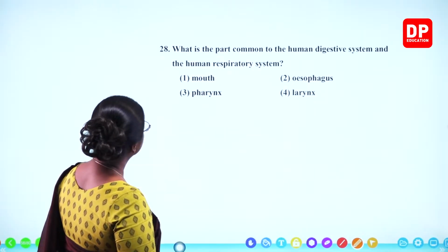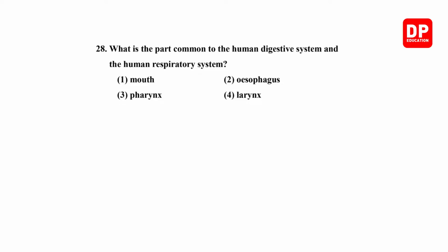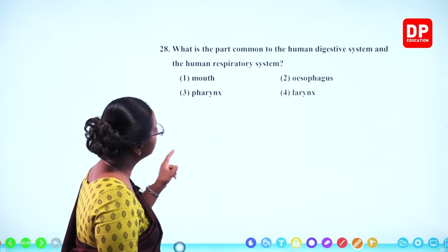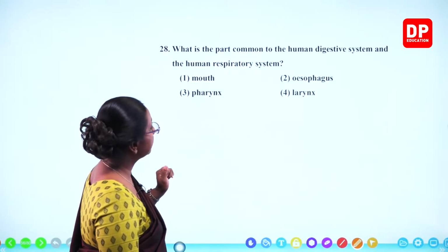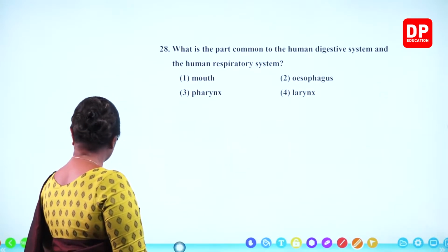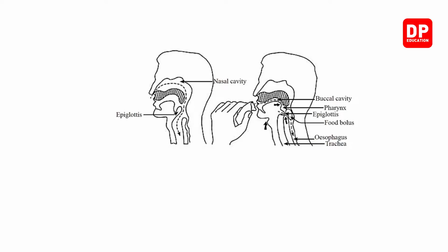So 28. What is the part common to the human digestive system and the human respiratory system? So if you look at the answers, mouth, esophagus, pharynx and larynx. So we will try to understand this in the next slide. Now here I have put these 2 diagrams.